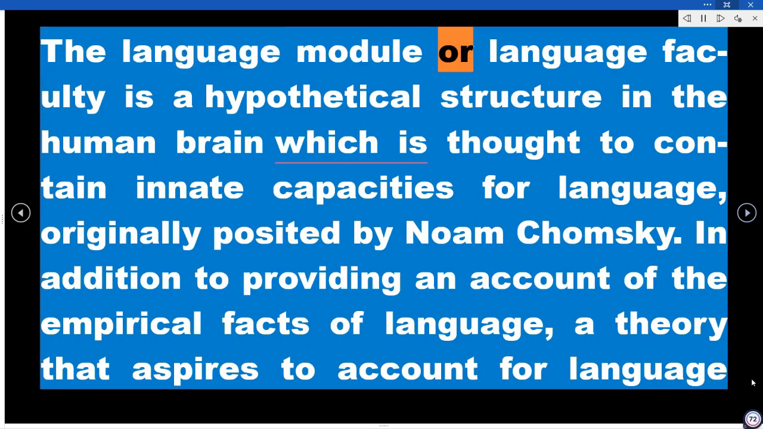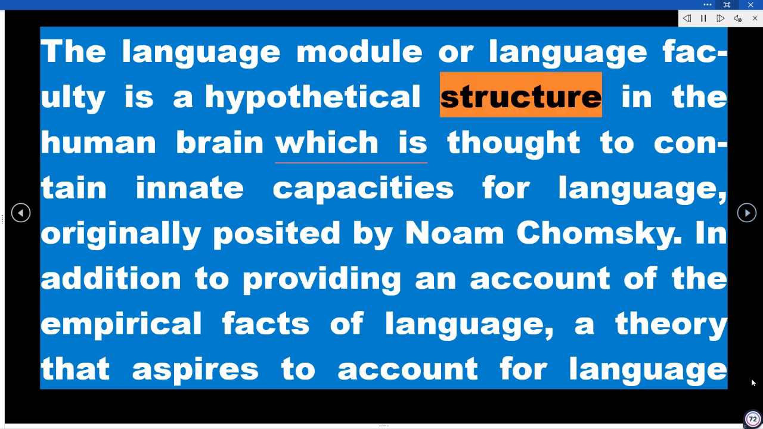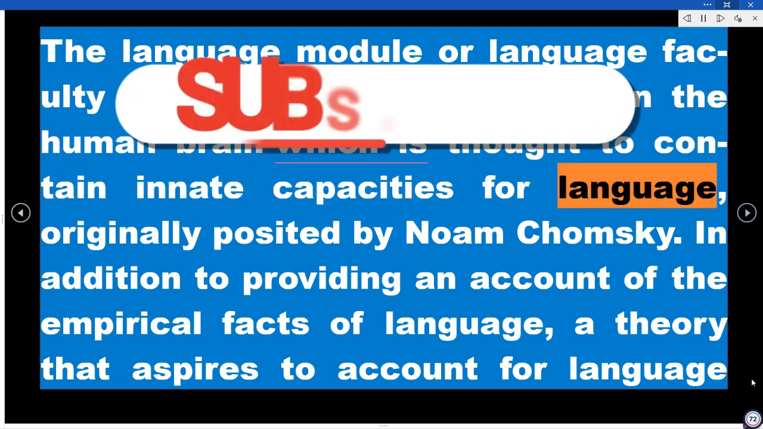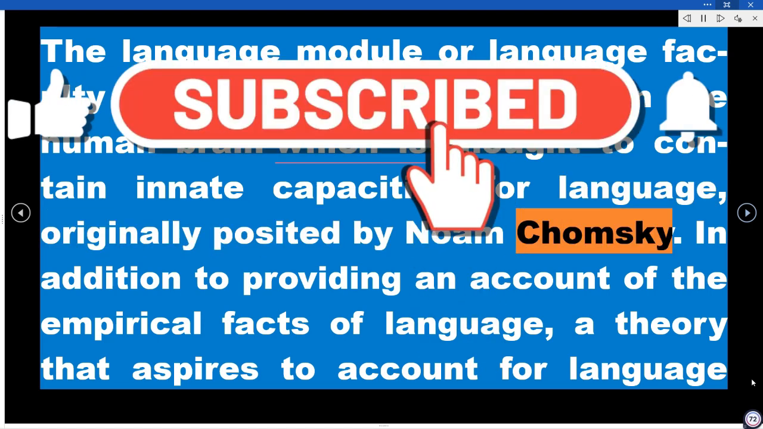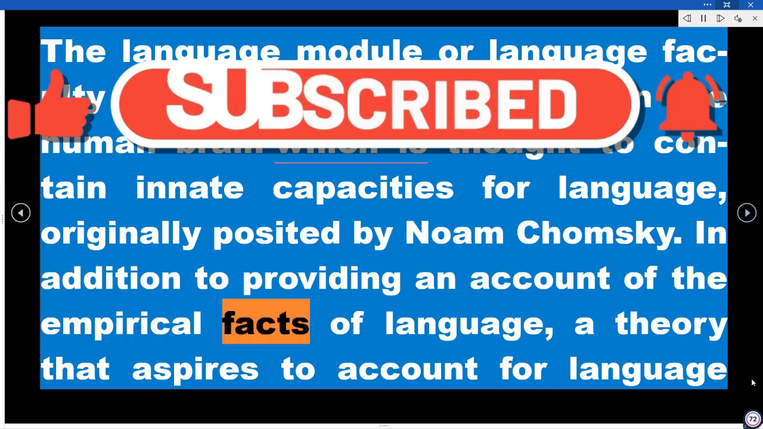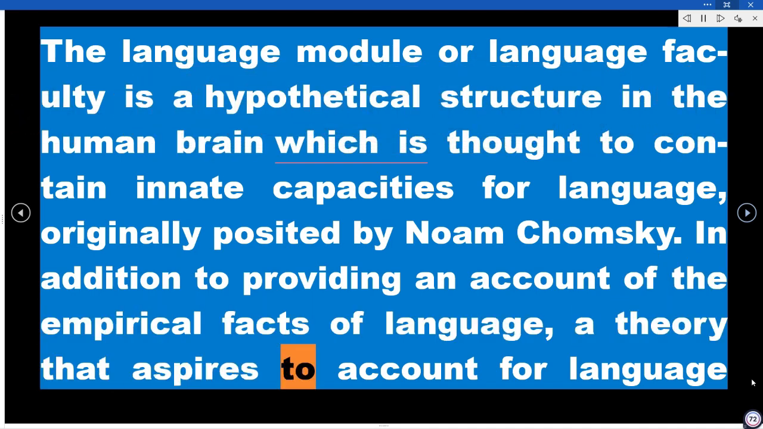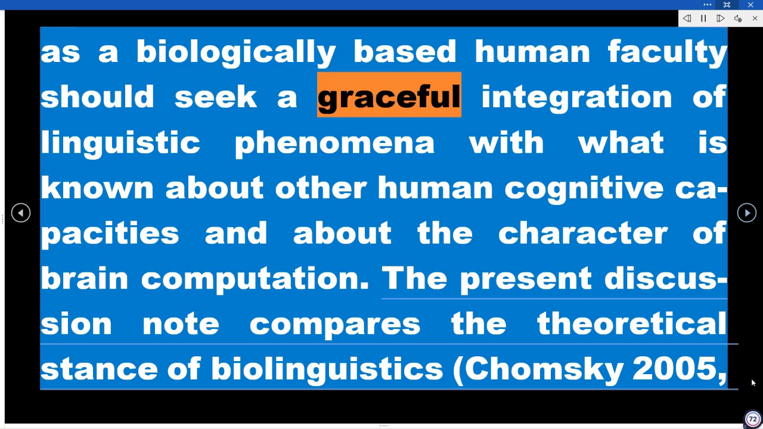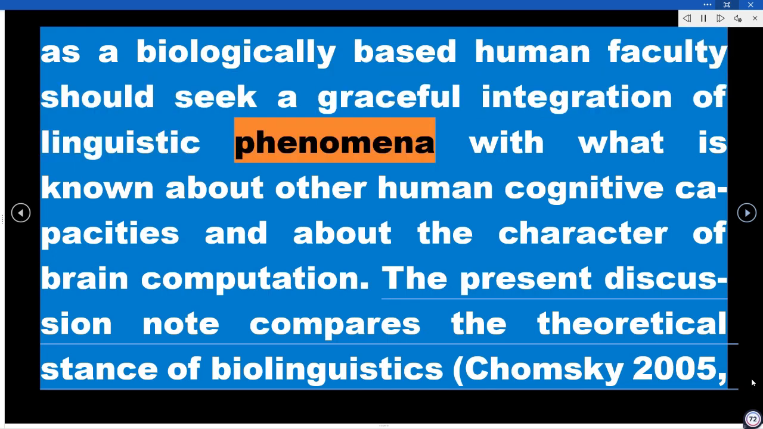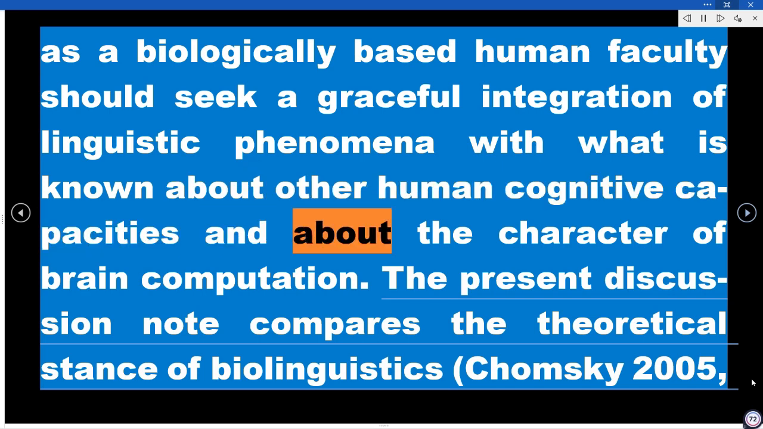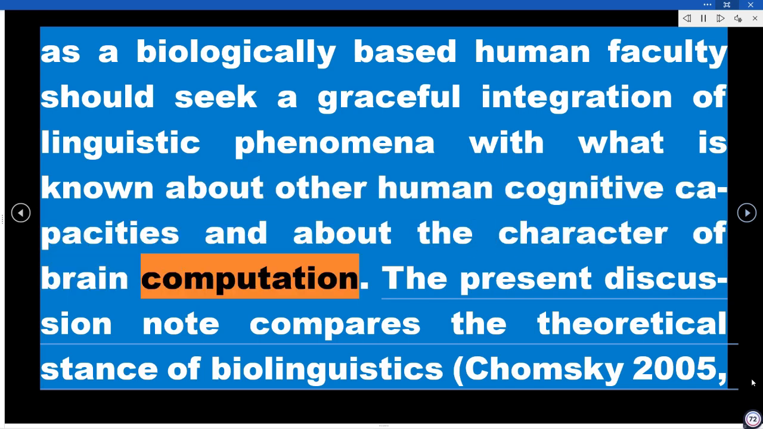The language module or language faculty is a hypothetical structure in the human brain which is thought to contain innate capacities for language, originally posited by Noam Chomsky. In addition to providing an account of the empirical facts of language, a theory that aspires to account for language as a biologically based human faculty should seek a graceful integration of linguistic phenomena with what is known about other human cognitive capacities and about the character of brain computation.